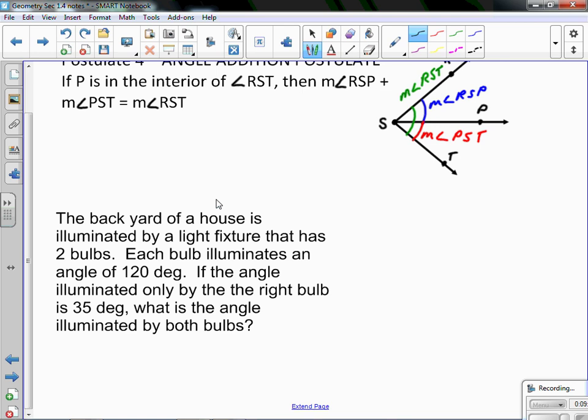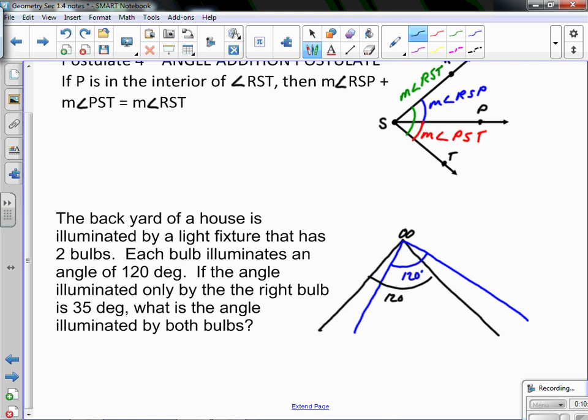So, we got two light bulbs side by side, and each bulb is illuminating an angle of 120 degrees. So that blue angle is 120 degrees, and the black angle is also 120 degrees. So each angle lights 120 degrees.